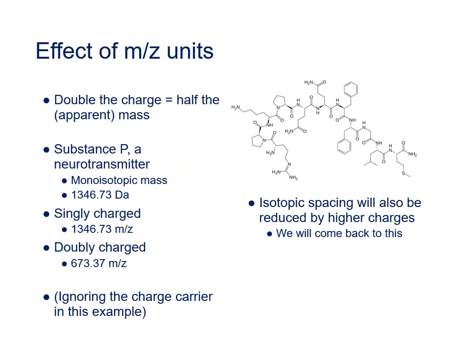The effect of dealing with ions, when we're using the mass-to-charge ratio as a measure of the mass, is that if you change the charge, then you change the apparent mass. So for example, if you double the charge, then you halve the apparent mass. Take this example molecule, the neurotransmitter peptide substance P, as an example. If this appears in a mass spectrum as a singly charged ion, it would appear at a mass-to-charge ratio of 1346.7. But if it's doubly charged, then it would appear at only mass-to-charge 673.4.